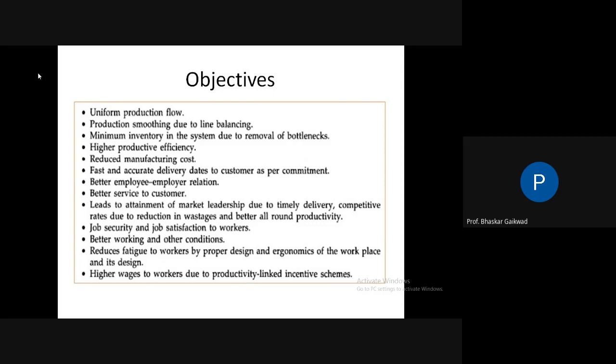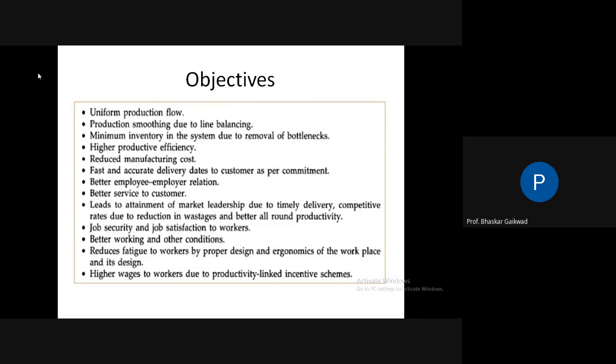Then better productivity will always be there. Yesterday I gave one example: nearly 60% of the cost is related to raw material. If you reduce the wastage, definitely the productivity will increase. Job security and job satisfaction to the workers. Now, once the work study comes into the industrial premises, definitely laws and regulations will be there.